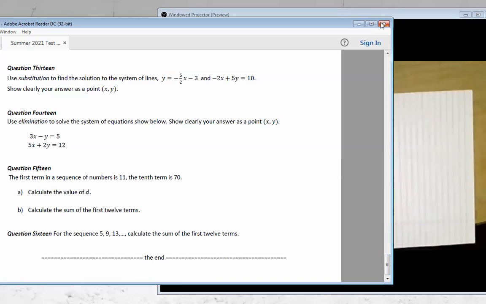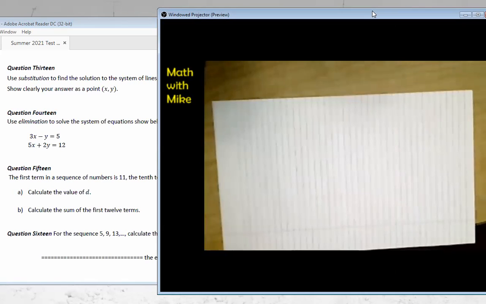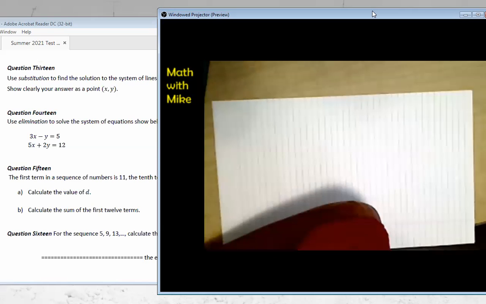Okay, so just solving the system again. That's no mystery there. Number 14.